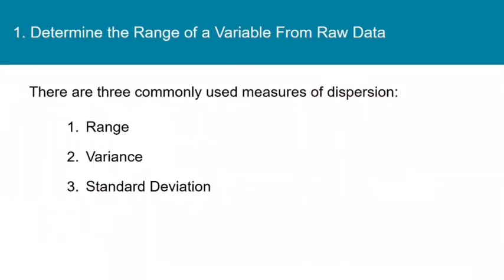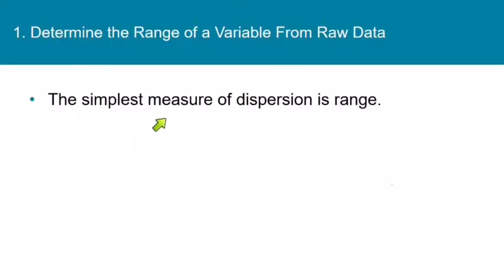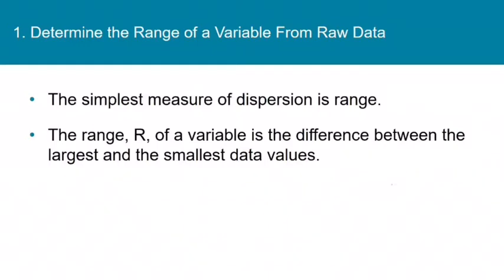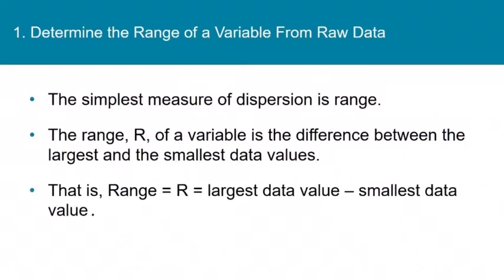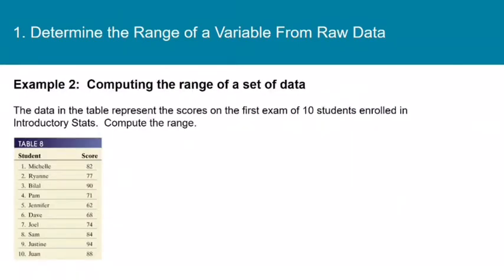Now there are three commonly used measures of dispersion: range, variance, and standard deviation. The simplest measure of dispersion is range. The range, denoted by the letter R, is the difference between the largest and the smallest data values. In other words, R equals the largest value minus the smallest value.